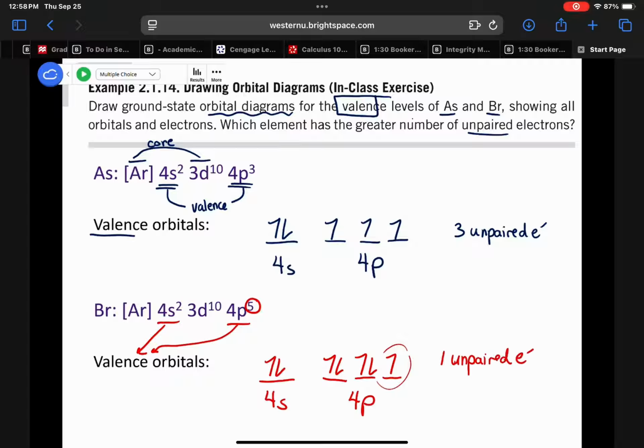Now, if this question asked us how many total electrons do these species have, which one has the most electrons, bromine would have more electrons. It has 5 electrons in the 4p orbitals, but it's asking us about unpaired electrons. So arsenic is going to win with 3 unpaired electrons. So which one has the greater number? Arsenic. 3 unpaired electrons.